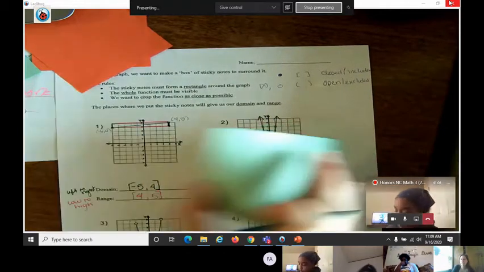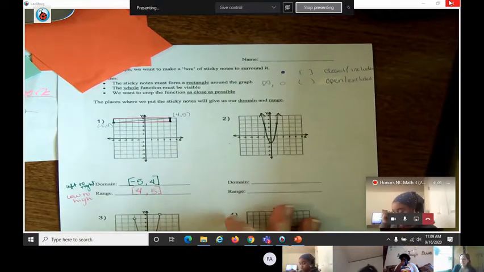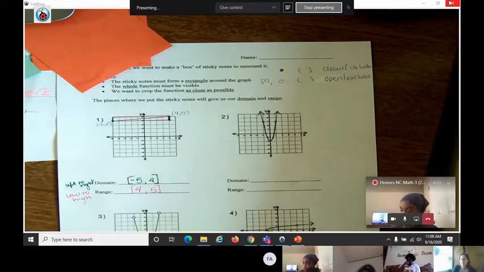All right, so I want to make sure I at least get number 2 in there with you guys, because number 2 is a little different than number 1. So in number 2, we've got arrows. These arrows mean that at some point in my function, I'm going to infinity. And so either in the domain or the range, or maybe both. And so I need to be really careful about how I use my sticky note.